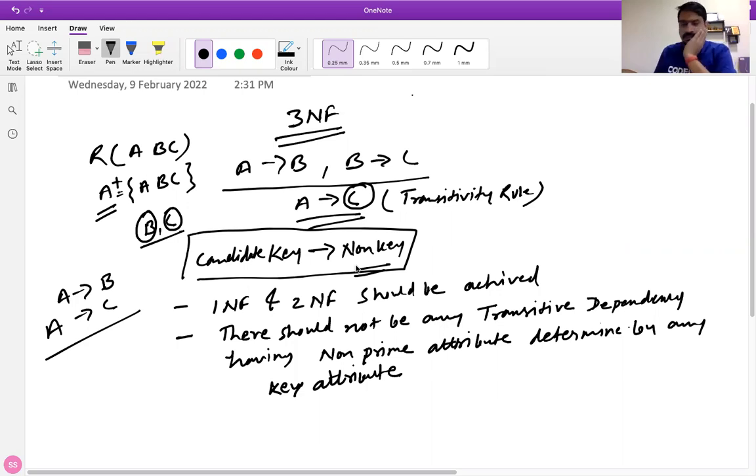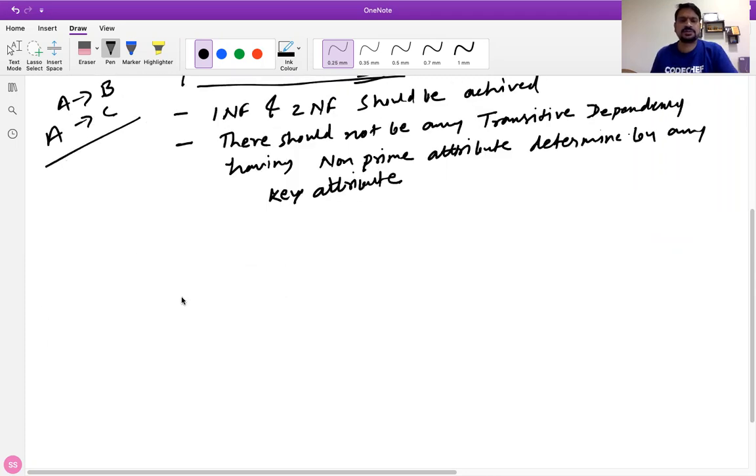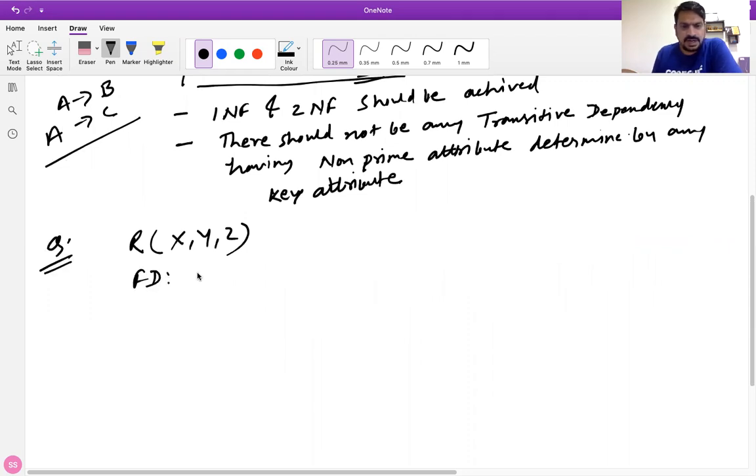So what do we do with this? If this is the question, then what will we do? If it says that R is X, Y, and Z, where the functional dependencies given are X determines Y and Y determines Z, and we have to normalize up to third normal form, what is the solution?